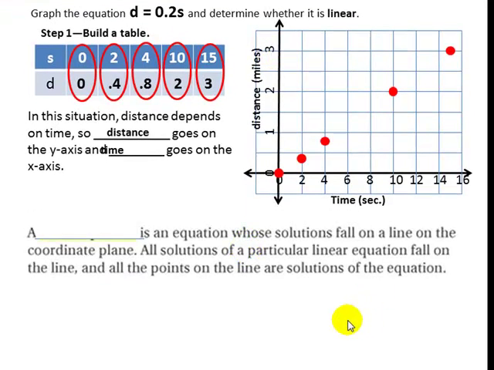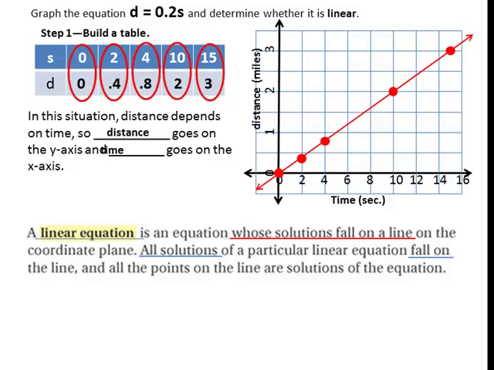Now if we take a look, a linear equation is an equation whose solutions fall on a straight line on the coordinate plane. This is linear because the solutions do fall on a straight line. The next part says all of the solutions of a particular equation fall on that line. So if you come up with any other combination of seconds and distance, they would have to be dots on this line. Also, all points that are on the line are solutions of the equation. It means if we wanted to put another point there, that should be a solution to our equation.